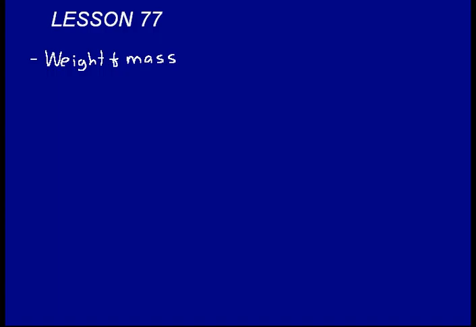Lesson 77 is about converting units of weight and mass. And remember, back in lesson 74, we just did converting of units of length. In that lesson, we had a table that had U.S. customary system units and also metric system units for length. Here, if you look on page 398, we have a table for U.S. customary system units for weight and metric system units for weight.